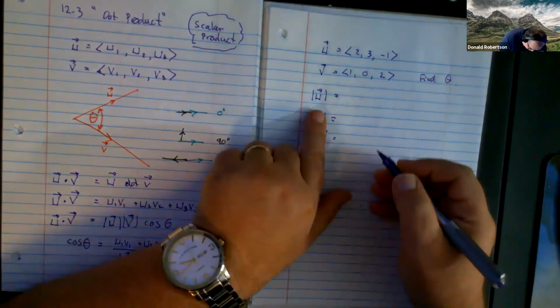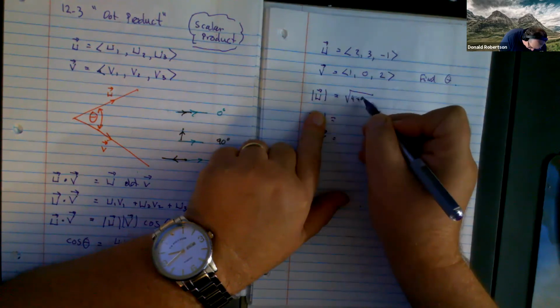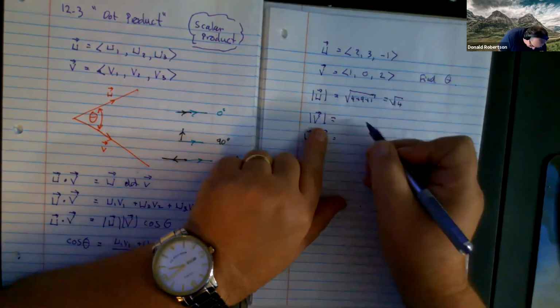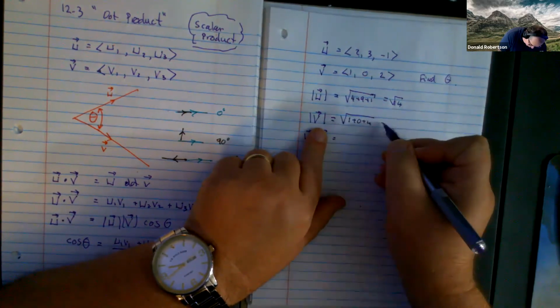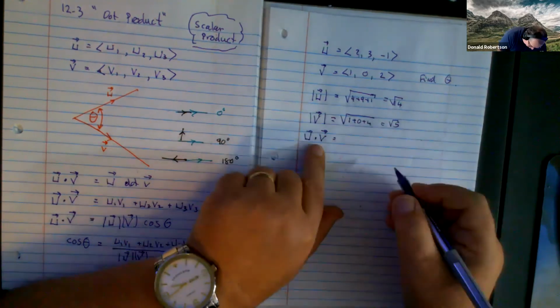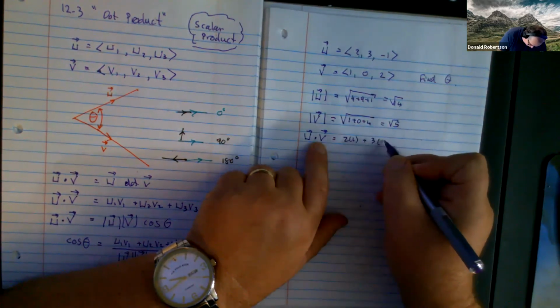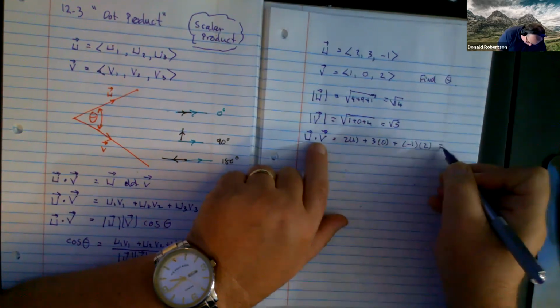Well, the magnitude of U will be 4 plus 9 plus 1, which is the square root of 14. The magnitude of V is 1 plus 0 plus 4, which is the square root of 5. And U dot V is 2 times 1 plus 3 times 0 plus negative 1 times 2, which actually is 0.